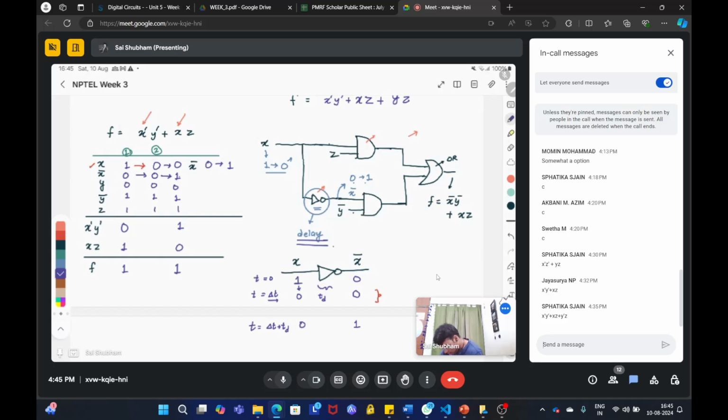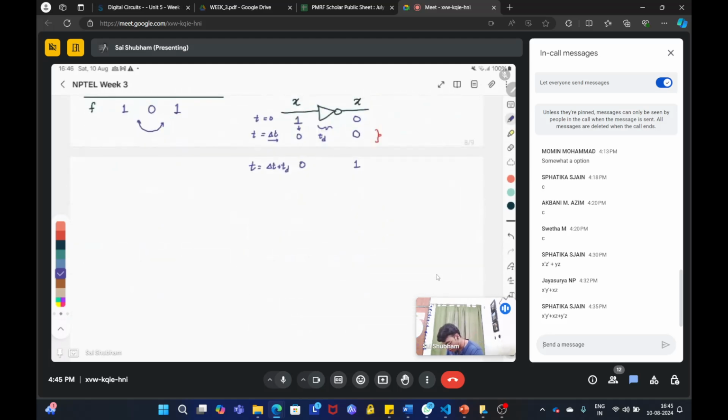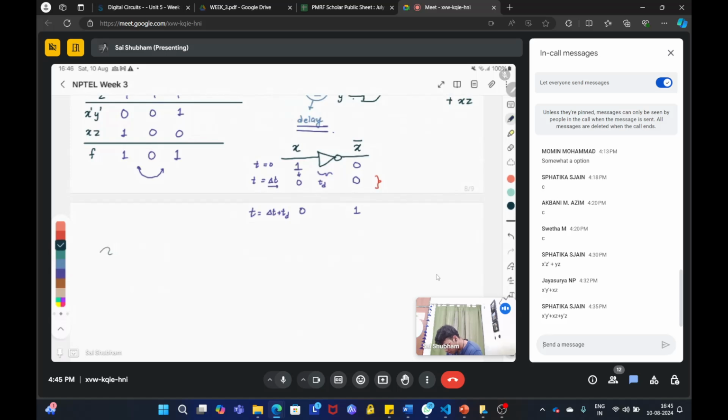Now here we are discussing the transition phase where x bar is 0 and x is 0. So in that case, what will happen to x bar y bar? It will be 0. And what will happen to xz? It will be 0. So in that case, your output will be 0. So your waveform of f will look somewhat like this. It is initially 1, it will go down to 0 for a certain while, and it will come back.